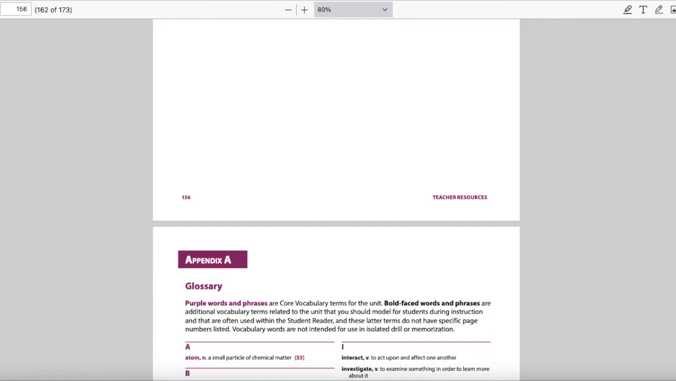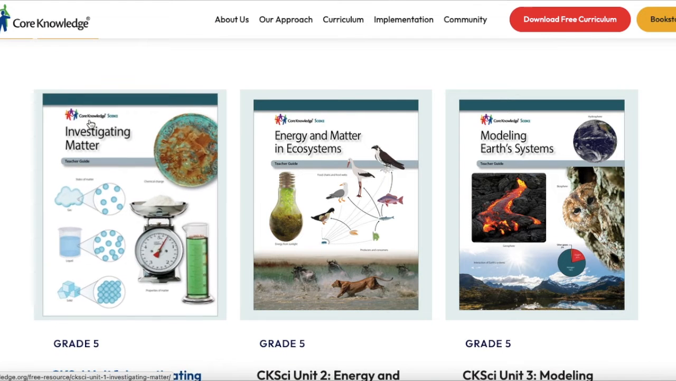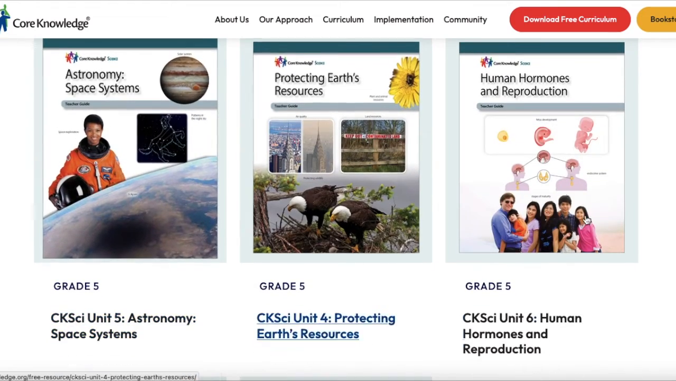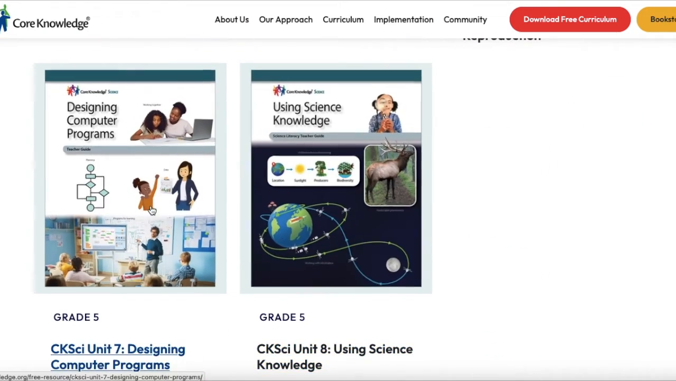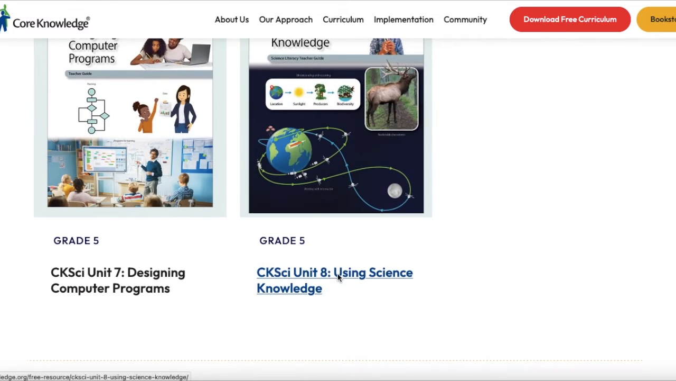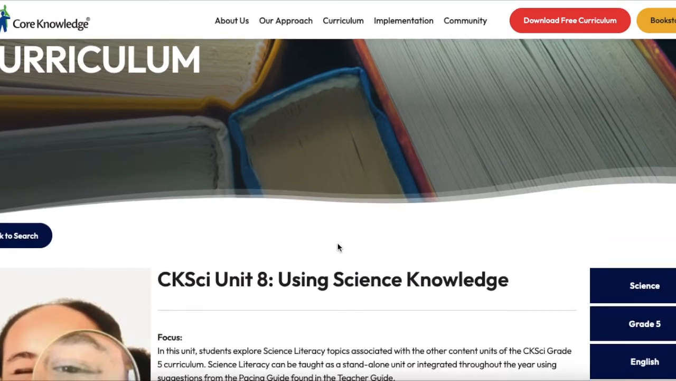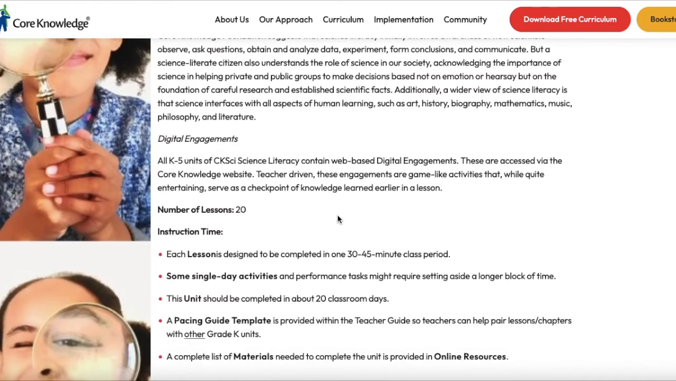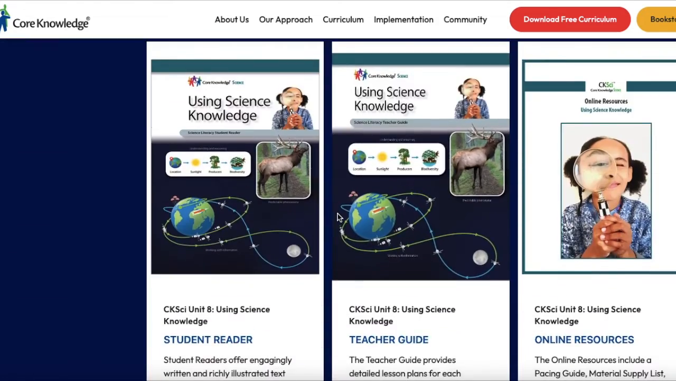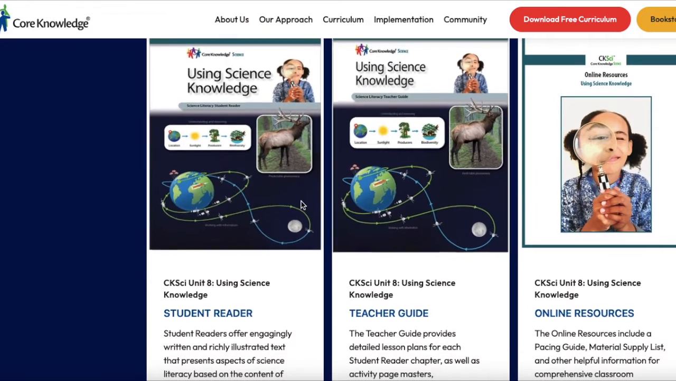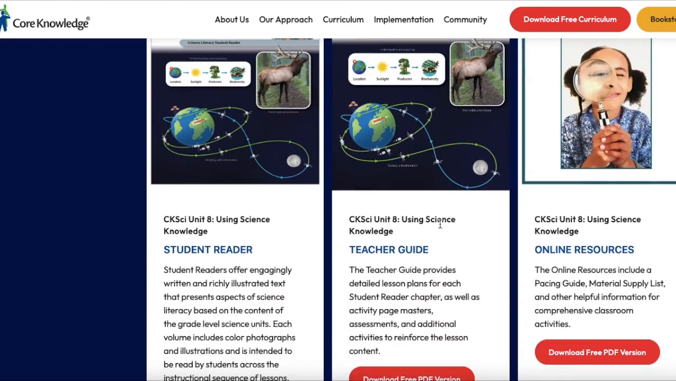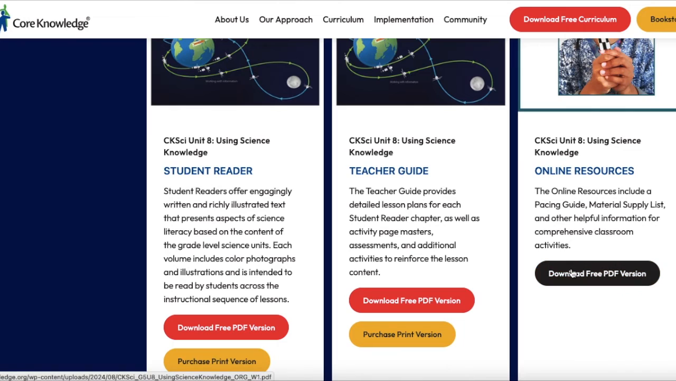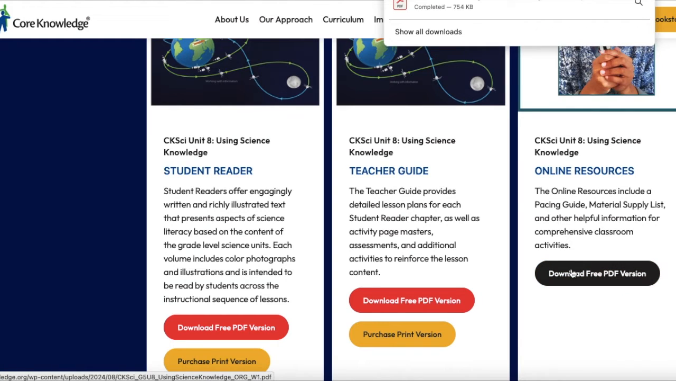The online resources. The other thing I wanted to show you was, I talked about how they had computer literacy units in the levels. I want to talk about the science literacy units, which I think is really great, and I'm excited to implement these this year as well. So same thing, you're going to get a teacher guide, a student reader, and online resources. So let's go to the online resources.